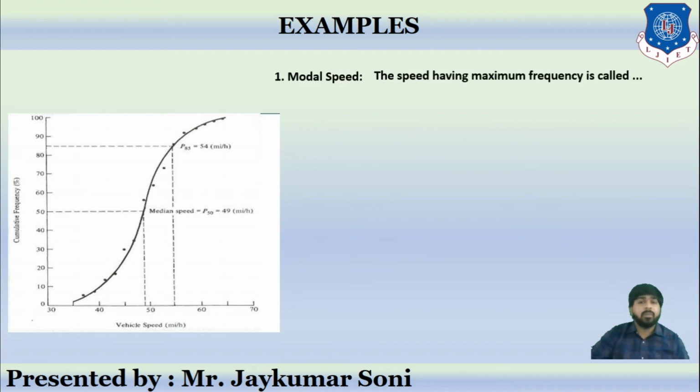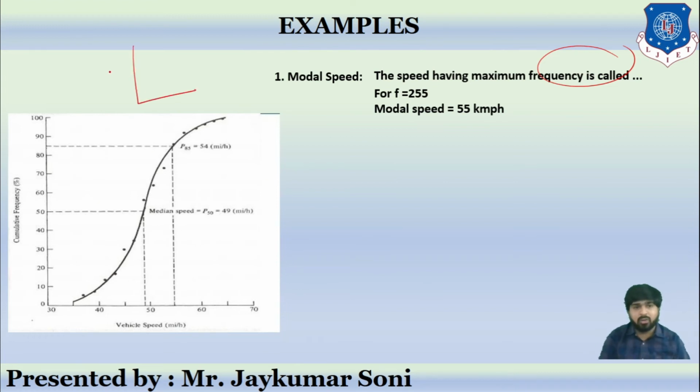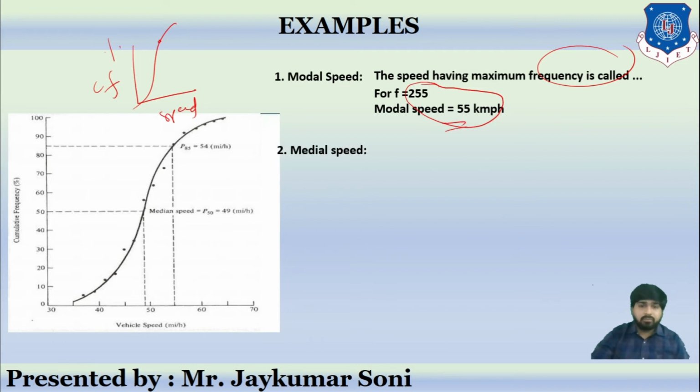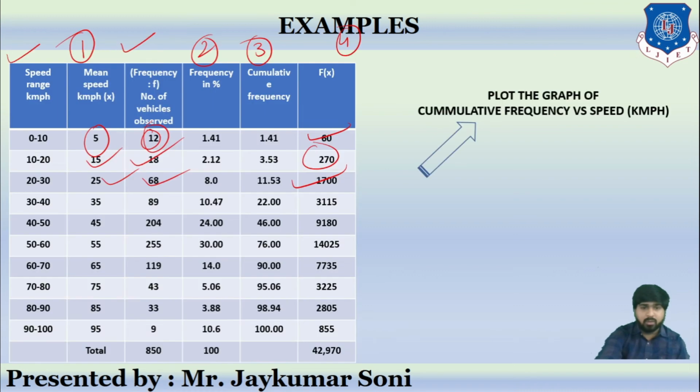First is modal speed. Modal speed stands for the speed having the maximum frequency. We have learned this thing. If you draw, this is the sample chart. If you plot the chart of cumulative frequency percentage over the speed, you will get that the maximum vehicles are traveling with the speed of 55. The modal speed would be 55. You can also get the value from this chart. See, 1, 2, 3, 4, 5. So this is how 55 can be got.